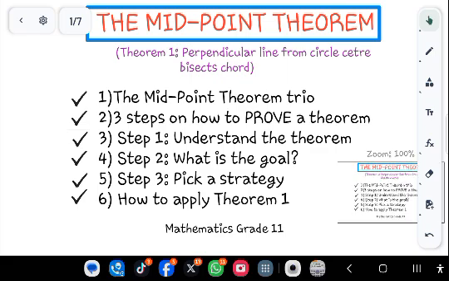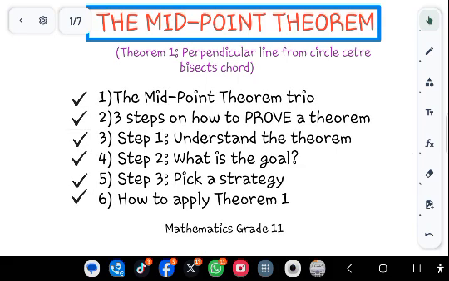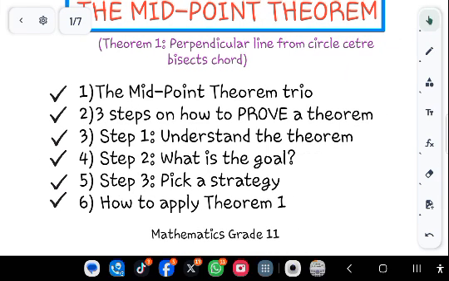In summary, number 1, we're going to look at the midpoint theorem trio. I'm going to show you exactly what I mean by the trio. It's a group of 3 theorems. Number 2, we're going to look at the 3 steps on how to prove a theorem, a simple 3-step process that I developed to make it easier for learners to understand how to prove a theorem. And number 3, a deep dive of step number 1, which is understand the theorem.